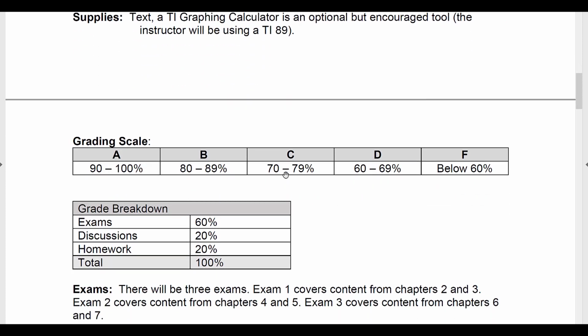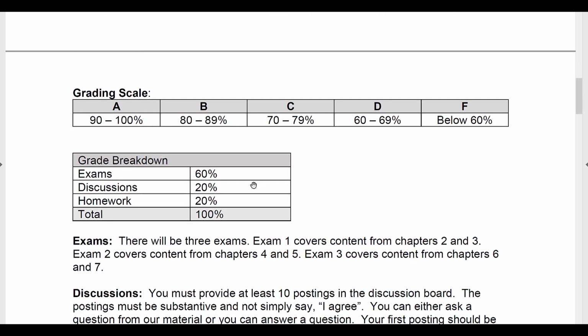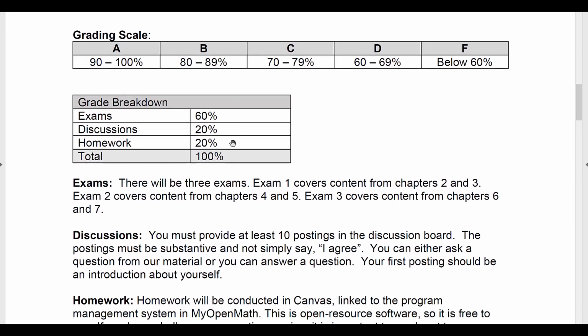Standard grading scale: A, B, C, D, F. Exams are 60% of the grade. Discussions are 20%, homework 20%, for a total of 100%. So I have it weighted, not by points. It's not so much a points system as a weighted system. Because of the weightings on the homework, it's just hard to make all those add up to the same as the tests. So anyway, I just do it by categories.